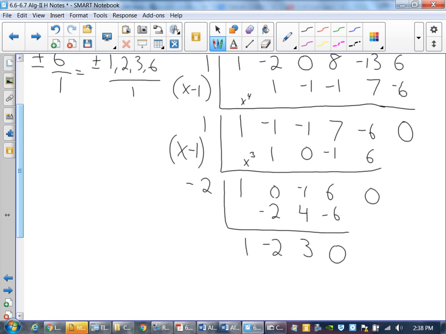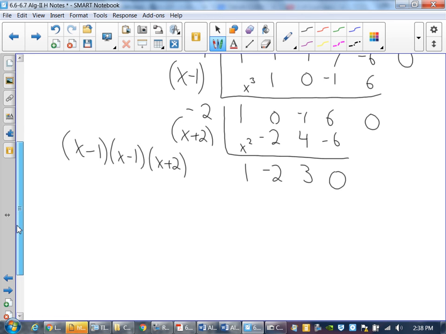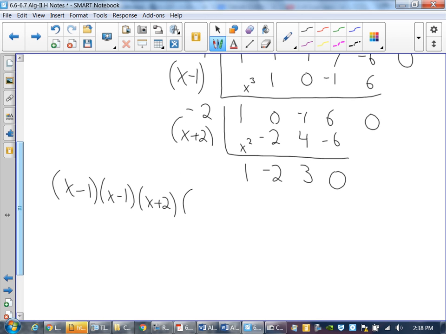Yay! Negative 2 works, so you have a 0 now at x plus 2. Now I'm at a quadratic. When I get to the quadratic, try to see if you can factor it by hand. So right now we're at the following: x minus 1, x minus 1, x plus 2, and x squared minus 2x plus 3.